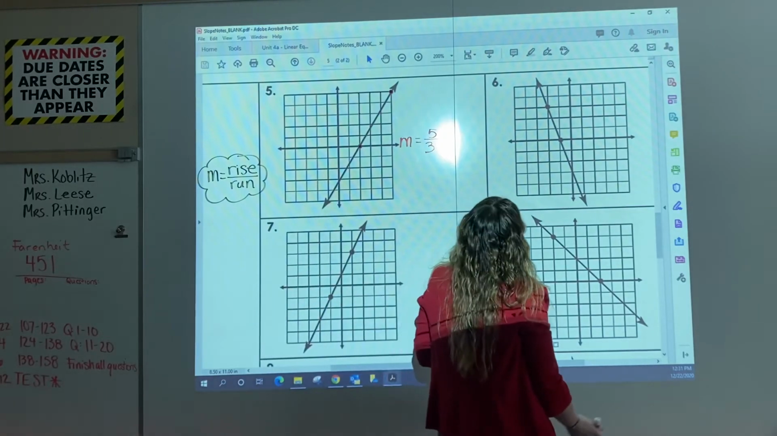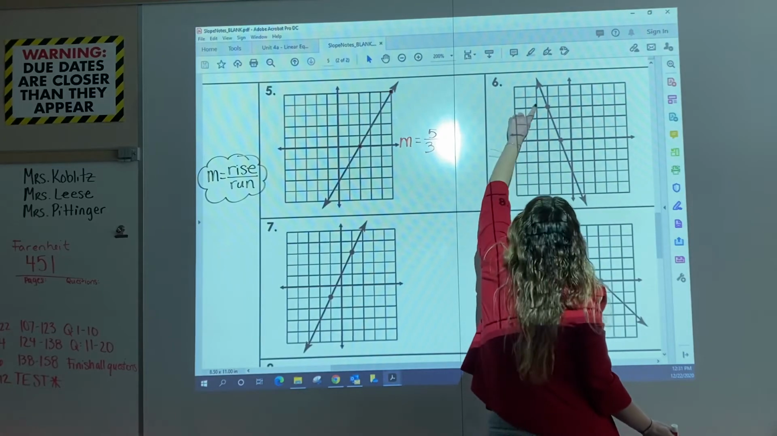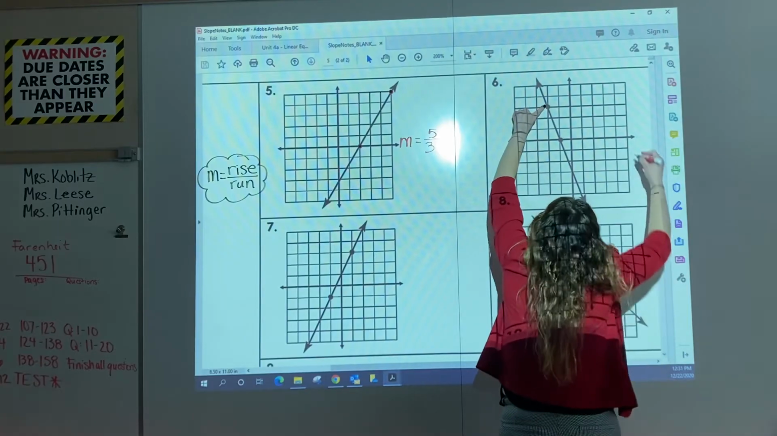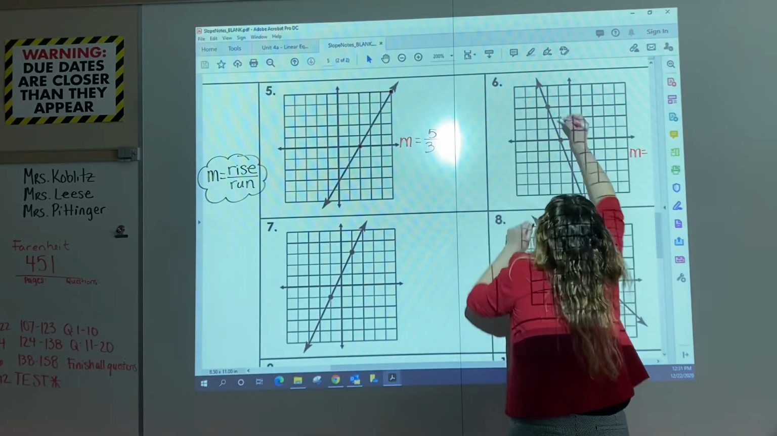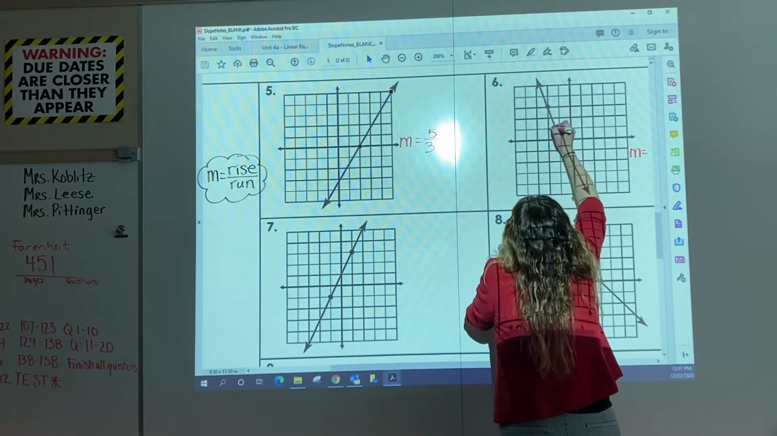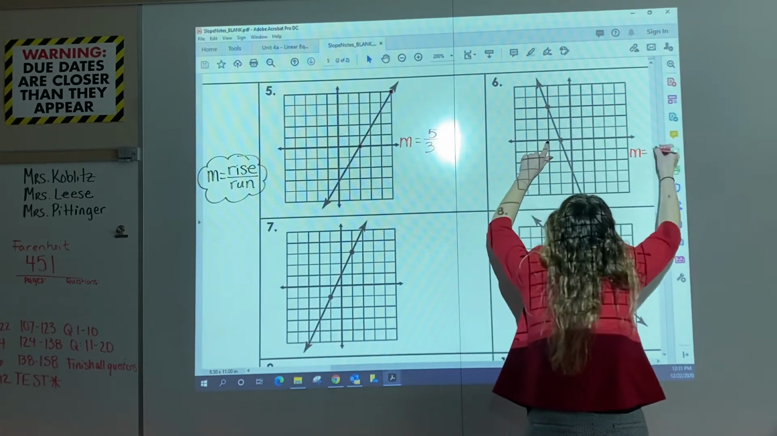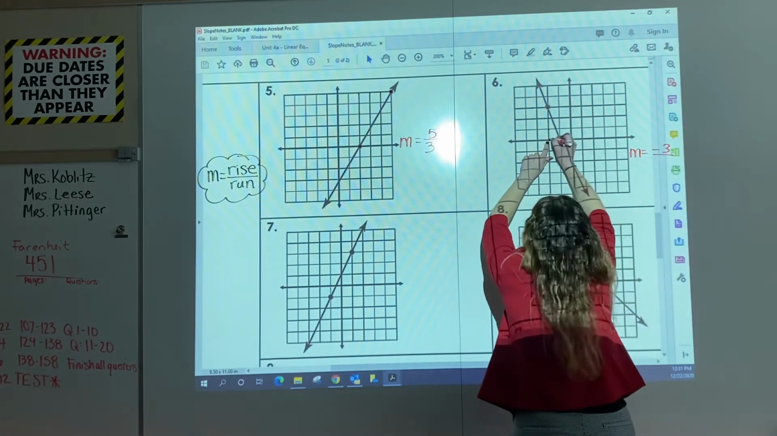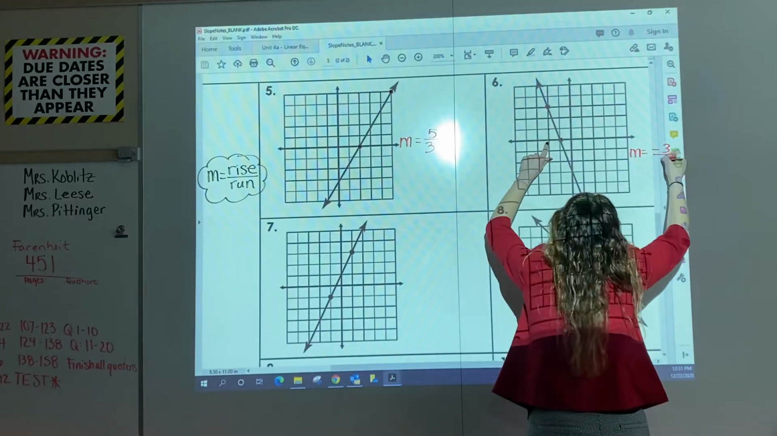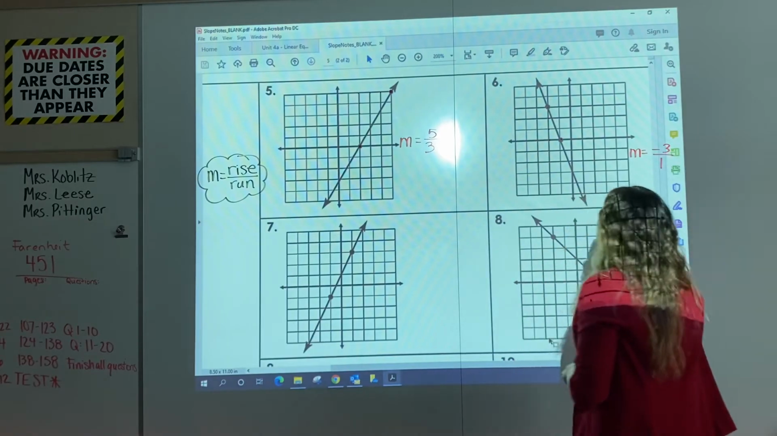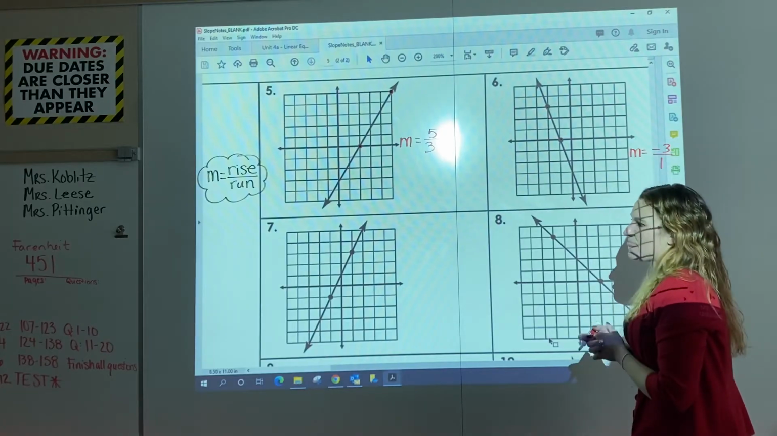Over here, I'm starting from left to right, so I'm going to start right here. I'll put m equals. I need to go down 1, 2, 3, so that's negative 3. And then I need to go over 1, positive 1. That is simplified, so I'm done there.